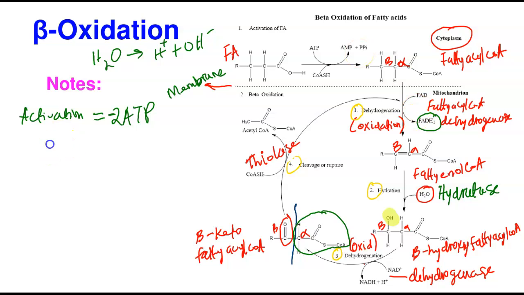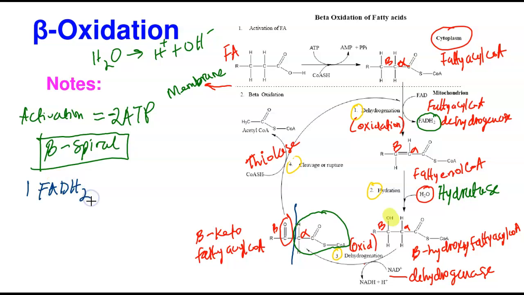In the spiral itself, in the beta spiral, what is happening? In the first reaction, 1 FADH2 was produced. In the second reaction, there is no energy equivalence, we don't have any interest. There's no ATP or NADH or FADH2. So in step 3, another oxidation. Remember this oxidation here. Another oxidation reaction or dehydrogenation produces this. So we get 1 NADH.